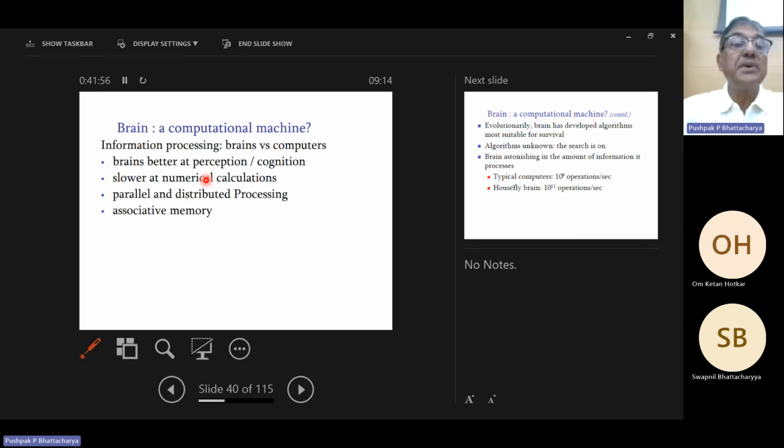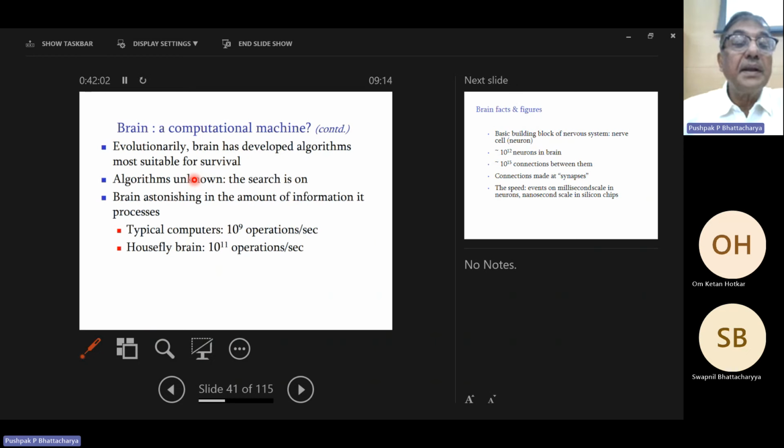Now, brain as a computational machine, we have seen all these differences before, and there are more elements. Brain is evolutionary. Brain has developed algorithms more suitable for survival over a very long period of time. The algorithms are still unknown, but the search is on. Brain is astonishing at the amount of information it processes. Typical computers: 10 to the power 9 operations per second. Housefly brain: 10 to the power 11 operations per second.